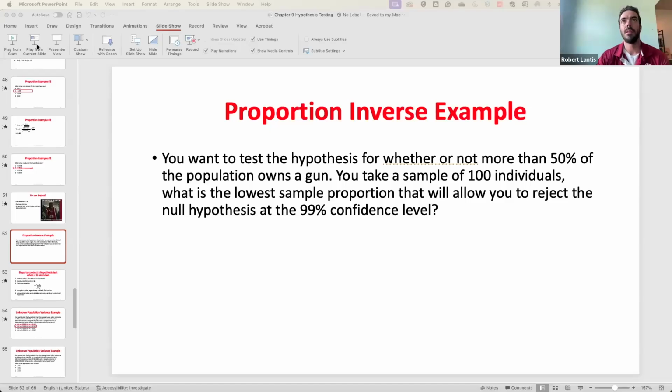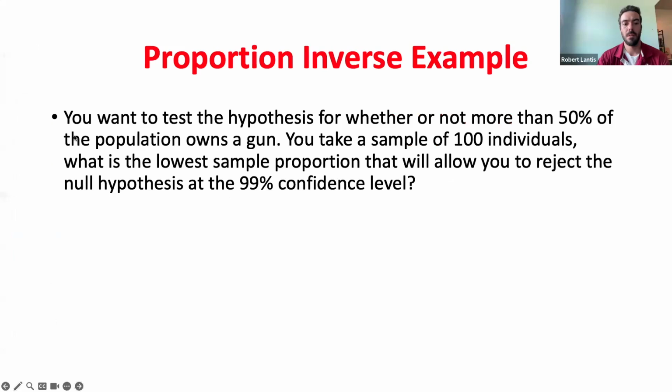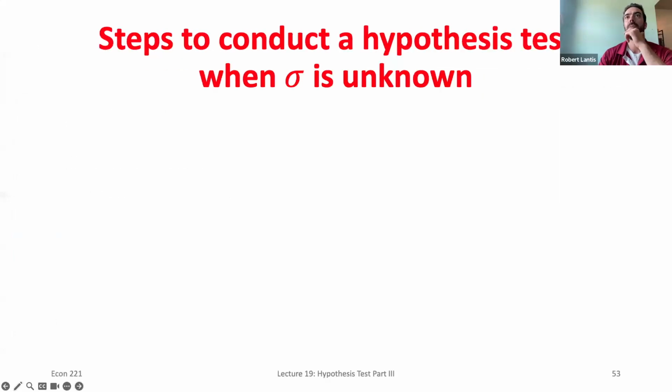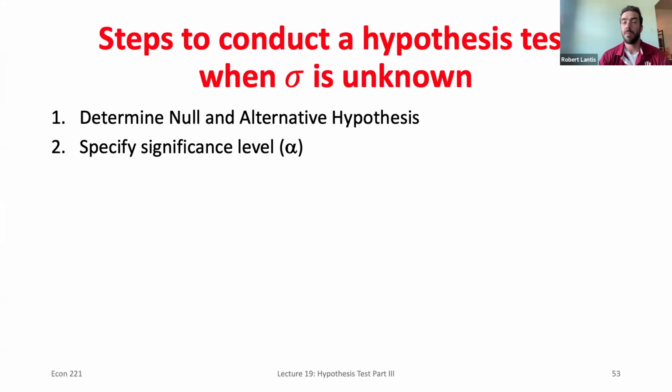So we already talked about how we do hypothesis testing for means when we know the population variance and also proportions. So what we're going to look at today is not a proportion example, but we're going to look at an example where we need to do a hypothesis test for an unknown population mean based off of a sample mean, but we don't know the original population variance of the data we sampled from. So the steps are going to look pretty similar.